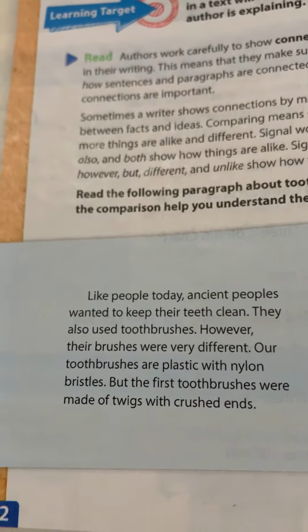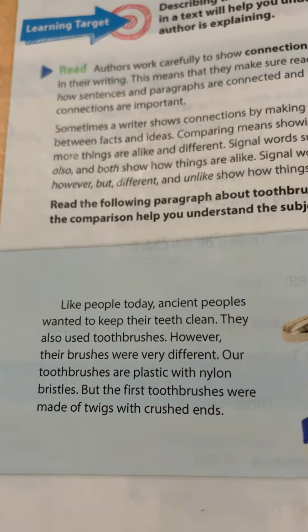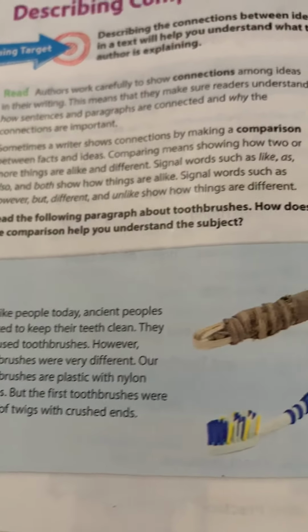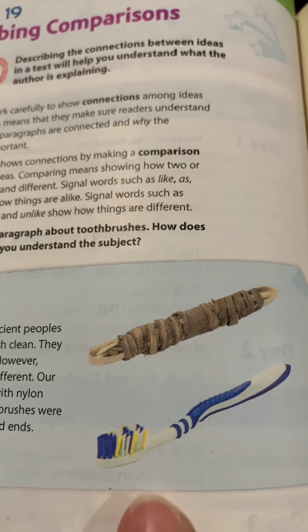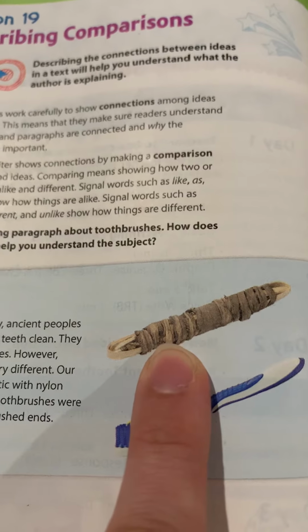Like people today, ancient peoples wanted to keep their teeth clean. They also used toothbrushes. However, their brushes were very different. Our toothbrushes are plastic with nylon bristles, but the first toothbrushes were made of twigs with crushed ends. As you can see, the modern toothbrush and the one that they made with twigs for the ancient peoples.